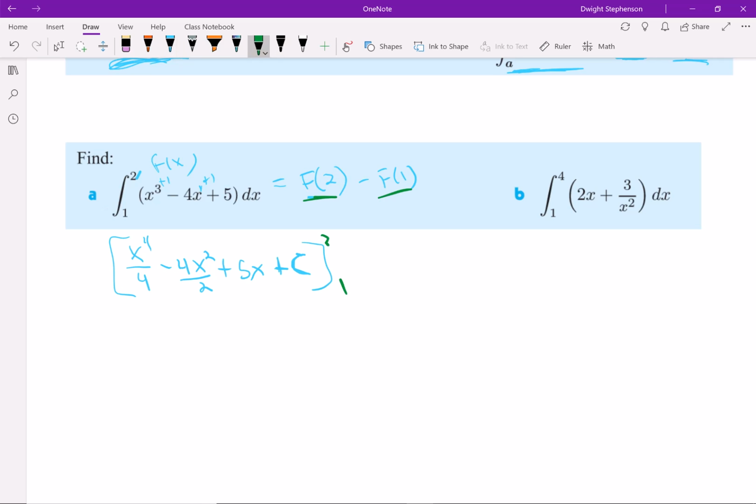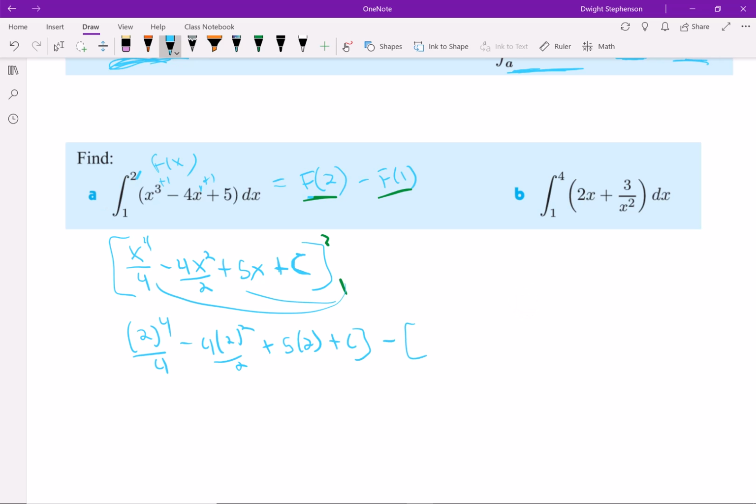We plug in 2, we subtract the 1, right? So we're going to go through and plug in the 2. So we're going to get 2 to the 4th over 4 minus 4 times 2 squared over 2 plus 5 times 2 plus c, right? That's what we get when we plug in 2, and then we're going to subtract whatever we get when we plug in 1, right?